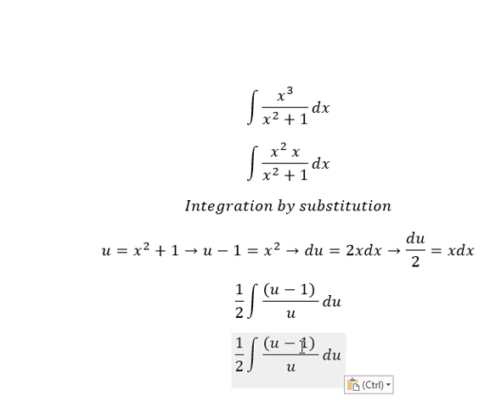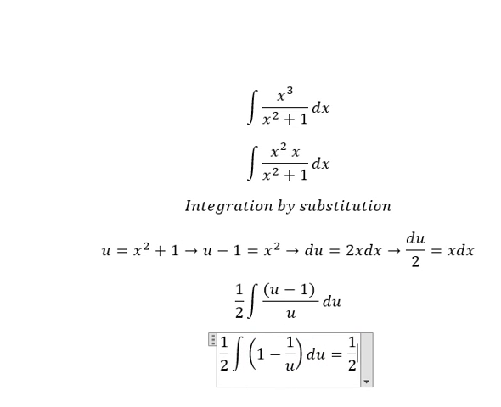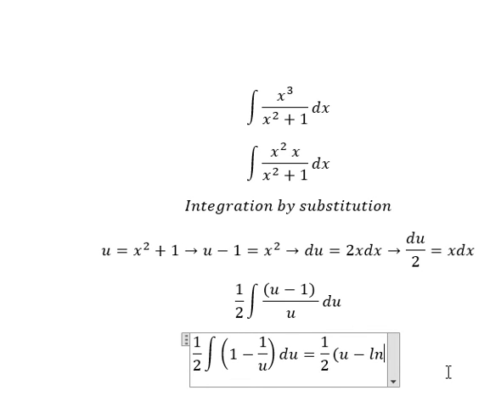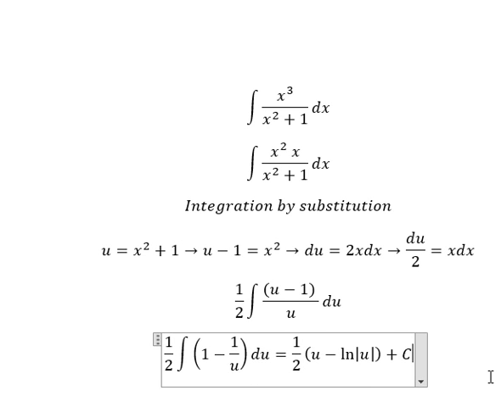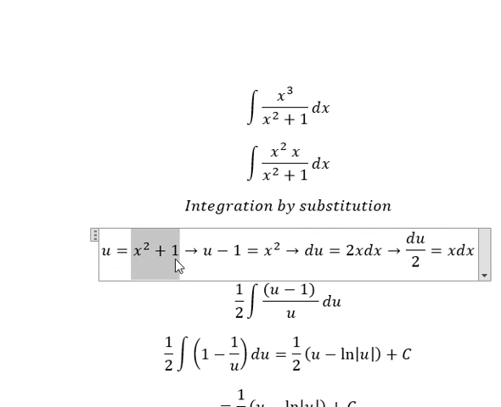u divided by u, 1 divided by u. The integration of number 1 we have u. The integration of 1 over u we have ln of the absolute value of u, and I will put c. About u, that is s squared plus 1.